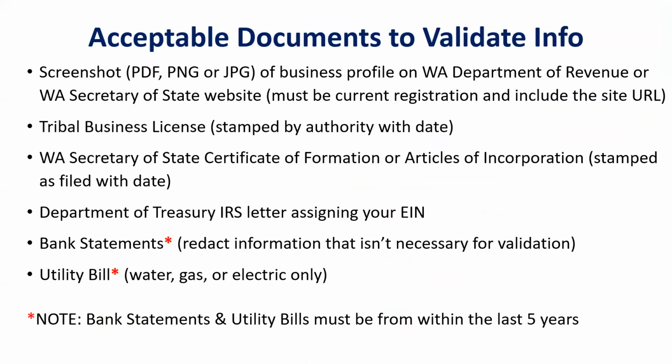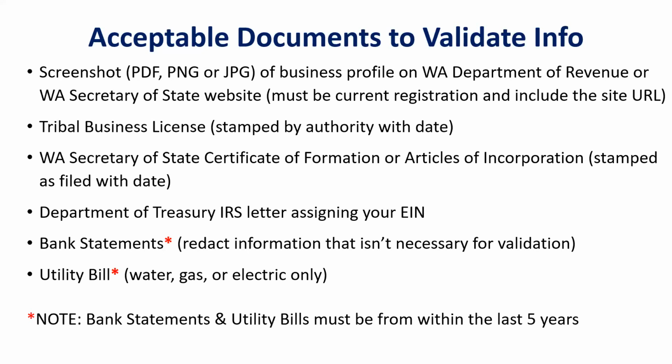Acceptable documentation to validate information includes screenshots and a PDF, PNG, or JPEG type file of the business profile on the Washington State Department of Revenue or Washington State Secretary of State website. This must be current and include the site URL when you're capturing the screenshot. Tribal businesses may upload their business license, but it must be stamped by the authority with a date. The Washington Secretary of State also has documentation such as certificate of formation or articles of incorporation. Again, these must be stamped with the date.